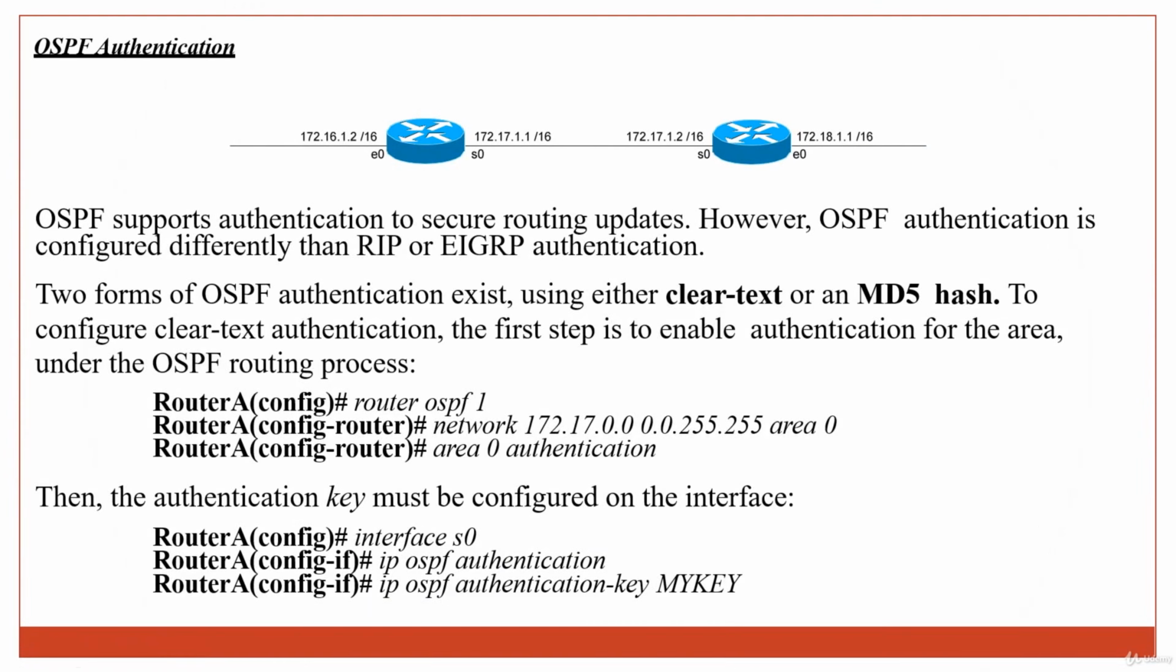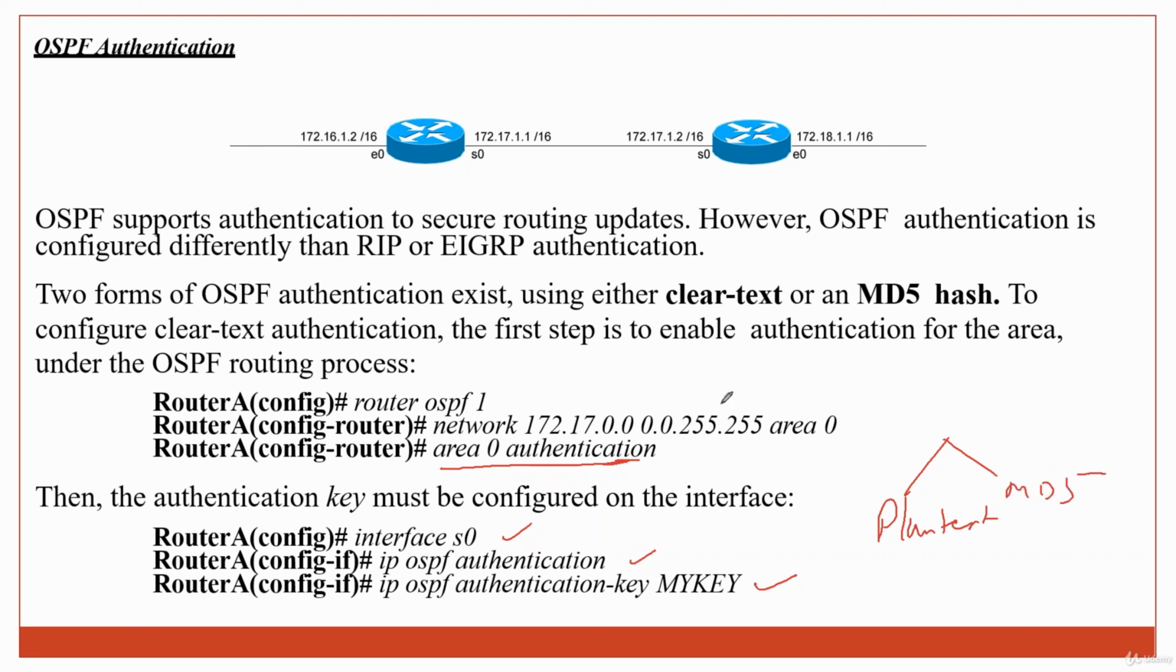So let's start with OSPF authentication. Now, actually, it's very easy to configure and it's different from RIP and EIGRP. First of all, we can go to the area. So here you can see I'm in OSPF, inside area, I am putting area 0 authentication. Then I can go to the interface level and give the authentication key. So we have two things: plain text or clear text, and then we have MD5.